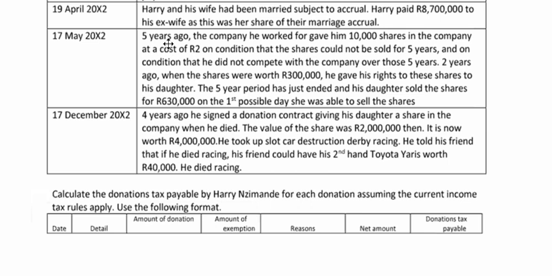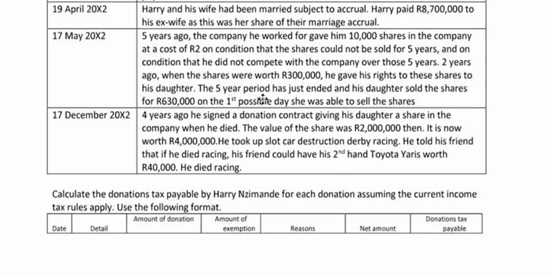Moving on. 5 years ago, the company he worked for gave him 10,000 shares in the company at a cost of 2 Rand, on condition the shares could not be sold for 5 years, and on condition he did not compete with the company over those 5 years. 2 years ago, when the shares were worth 300, he gave these rights to his daughter. Now, again, this is just like the horse. This is a hope. As long as he doesn't compete for 2 years and carries on working for the company for 2 years, this might be worth something sometime. So there's no value when he gave it to her.